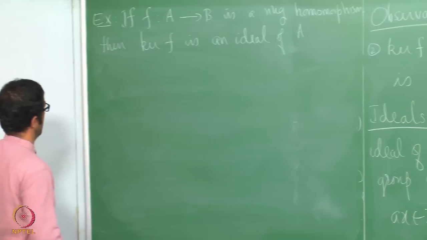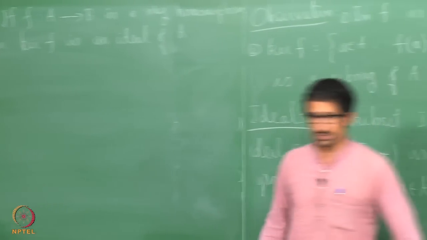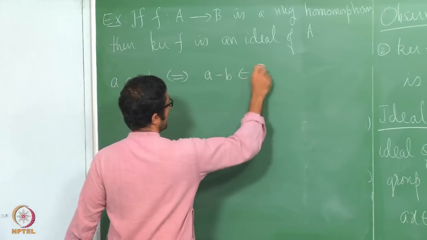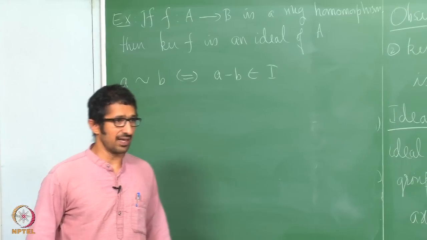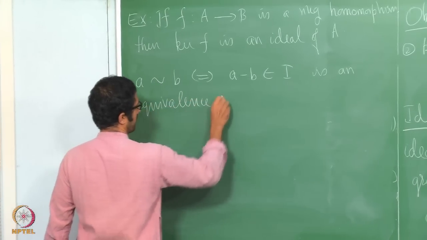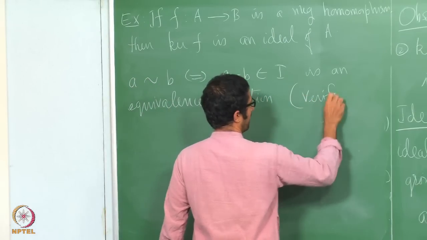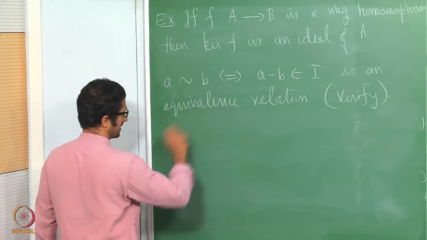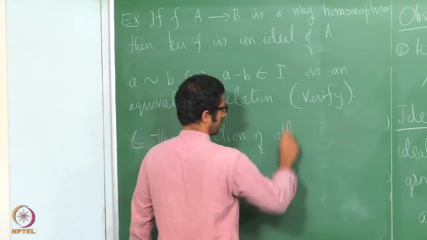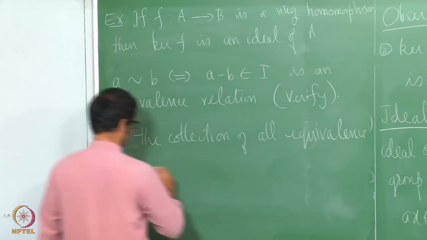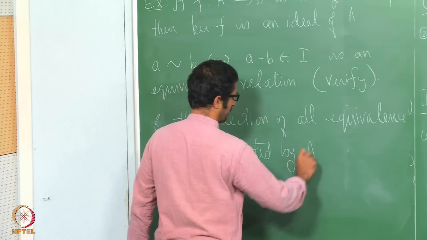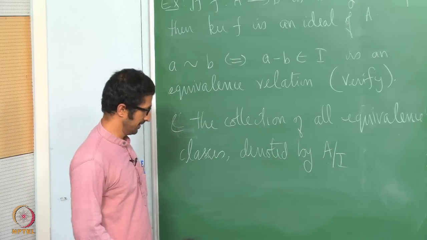Now, once we have the concept of ideal, that gives us an equivalence relation. I can define an equivalence relation: a related to b if and only if a minus b is in I. This is an equivalence relation, and the collection of all equivalence classes is denoted by A mod I, called the quotient of A with respect to I.